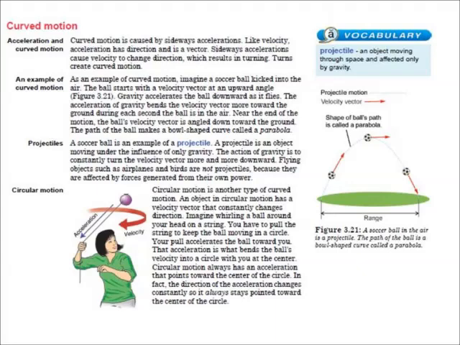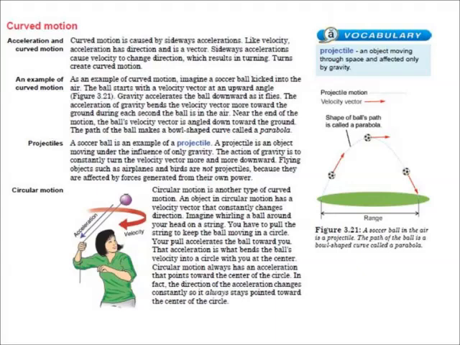Gravity accelerates the ball downward as it flies. The acceleration of gravity bends the velocity vector more toward the ground during each second the ball is in the air. Near the end of the motion, the ball's velocity is angled down toward the ground. The path of the ball makes a bowl-shaped curve called a parabola. A soccer ball is an example of a projectile. A projectile is an object moving under the influence of only gravity. The action of gravity is to constantly turn the velocity vector more and more downward.